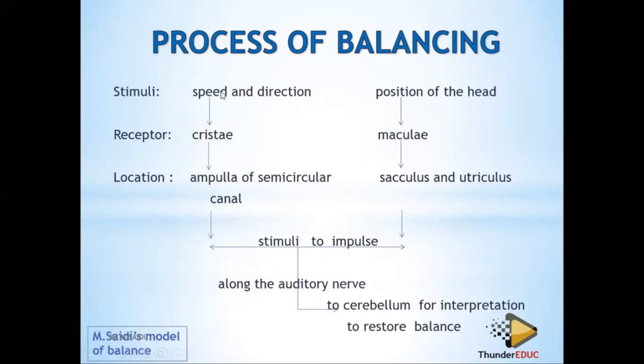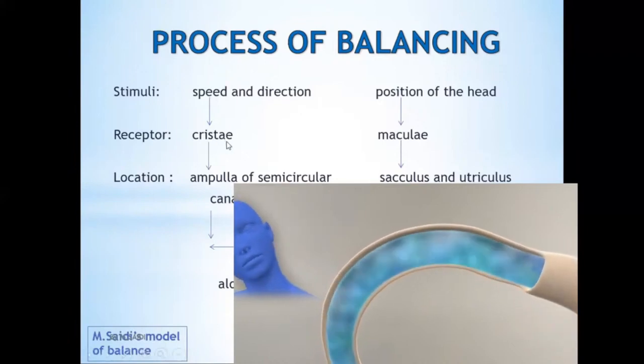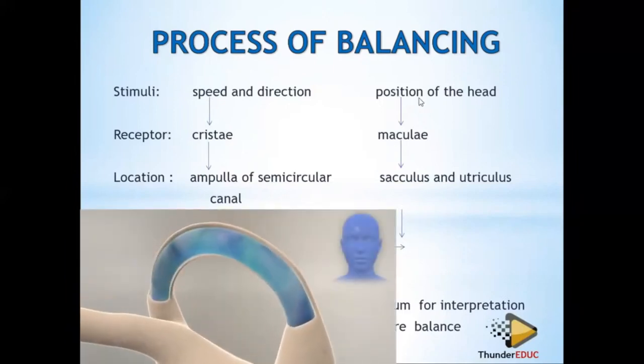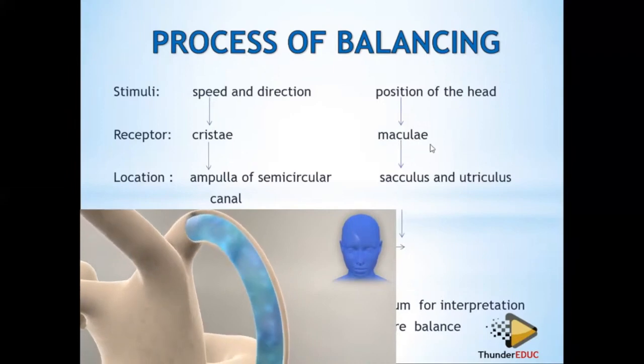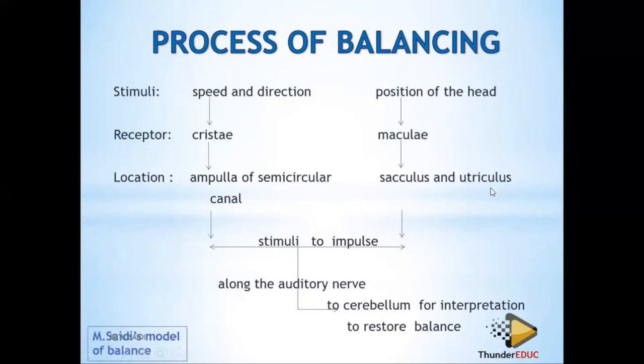So I repeat, change in the speed and direction of the head stimulates the cristae found in the ampulla of the semicircular canal, comma. Change in the position of the head stimulates the maculae found in the sacculus and the utriculus of the semicircular canal. The stimuli is being converted into an impulse, which is sent along the auditory nerve to the cerebellum for interpretation to restore balance. Simple. What else do you need from that? Nothing, and that's what we need.